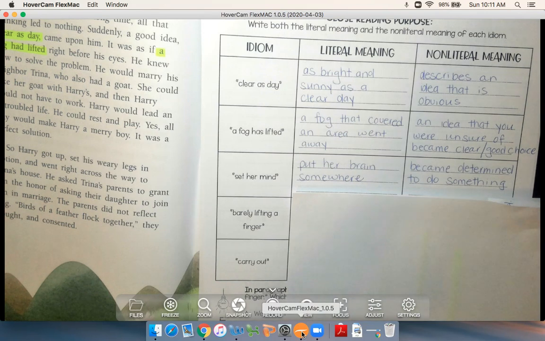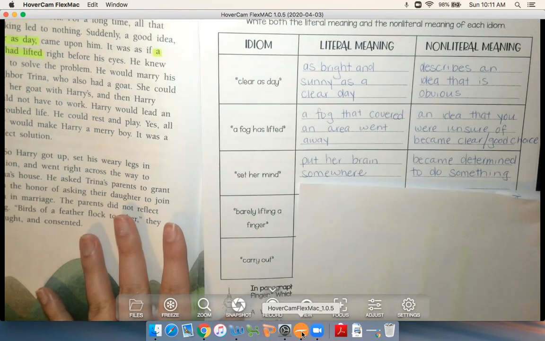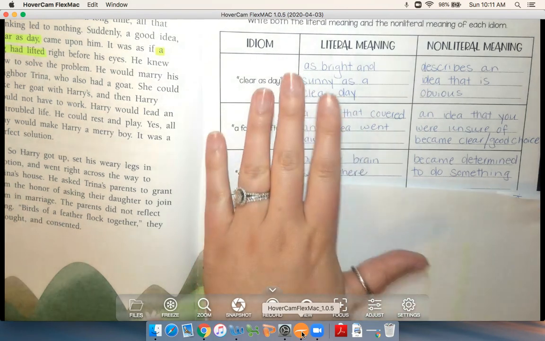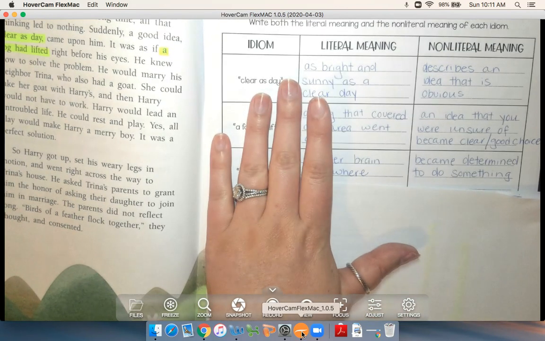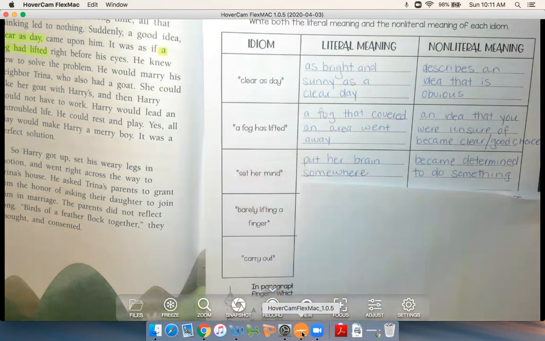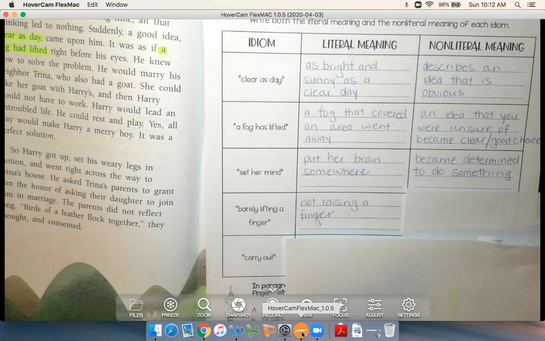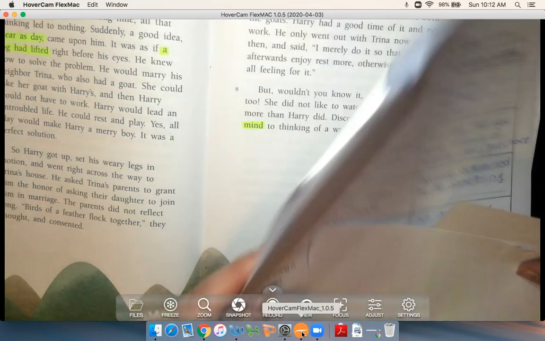Like I said before, oftentimes we use idioms in our day to day language, and we might not even be realizing that we're doing it. So, you might have heard someone say, "You're barely lifting a finger," right? And do I mean that I have my finger and I'm barely lifting it up? Probably not, right? But literally, that's what it sounds like. You're not raising a finger. But let's look at it in the context of my passage.